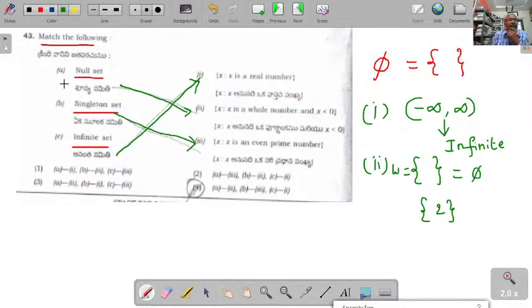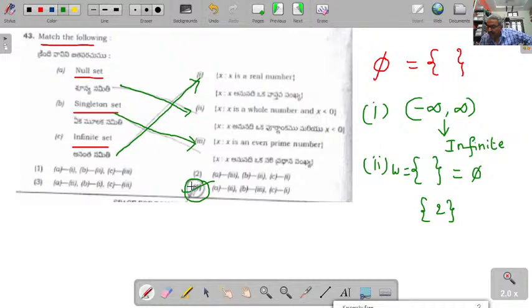So here, see, A is mapped to 3, B is mapped to this, and A is mapped to 2. That means the fourth option is the right option. So 1, 2, 1, 2 and null set.